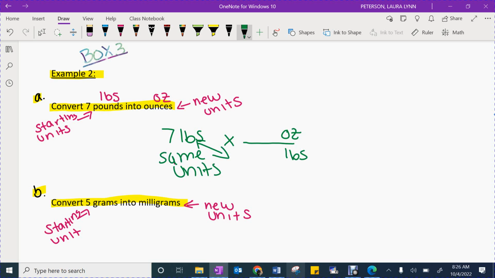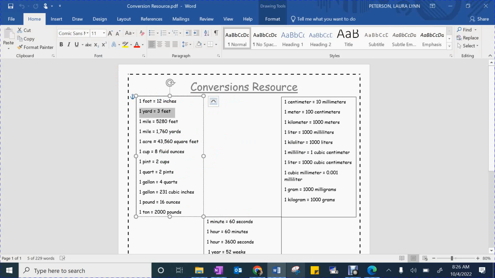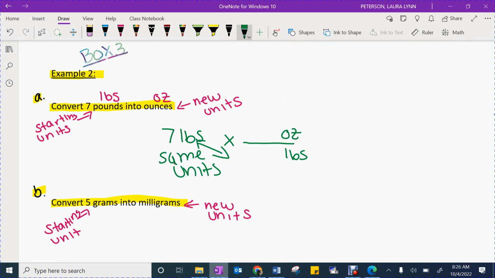How do I fill out my fraction? I'm going to use my resource and look for a conversion where we have pounds and ounces. Looking for all these labels, pounds and ounces. Oh, way here at the bottom, I found that 1 pound equals 16 ounces. So I'm going to fill those numbers in. 1 pound is the same as 16 ounces.